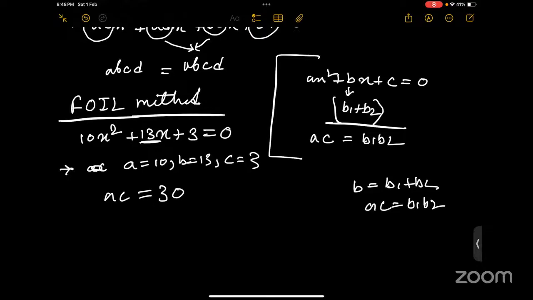Anyone? Ma'am, is B1 13x? Yes, B1 is 13x. So we can break this 13 into 10 plus 3, right? Okay, so this is our B1 and this is our B2, right? So their multiplication becomes the same. Ma'am, I am not from a math background. Please tell me how it breaks.